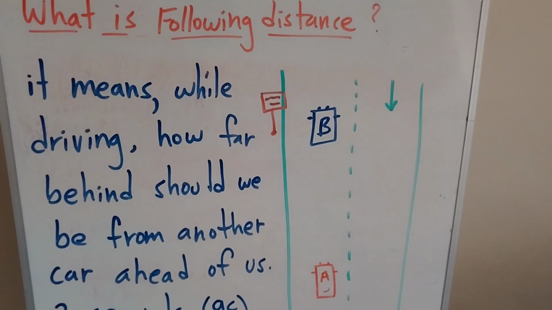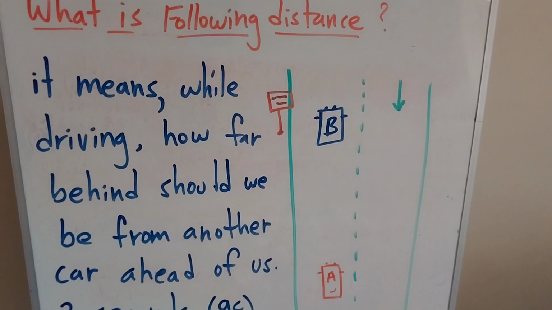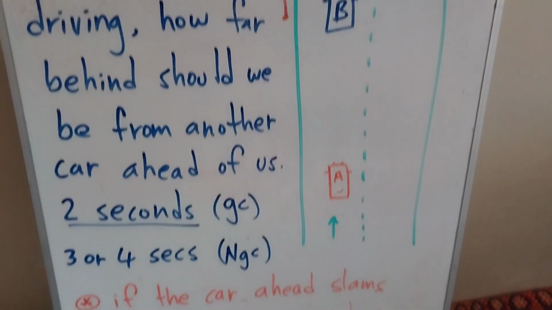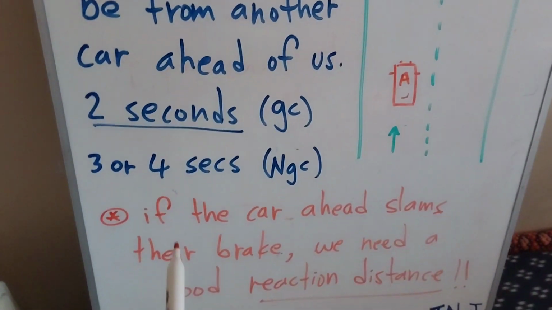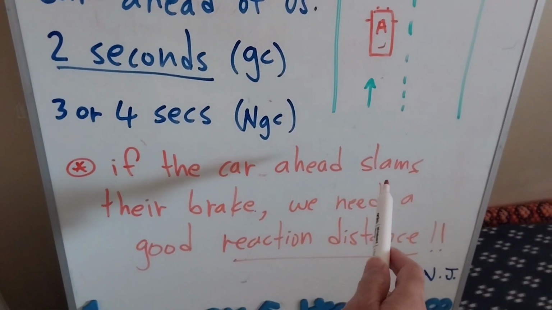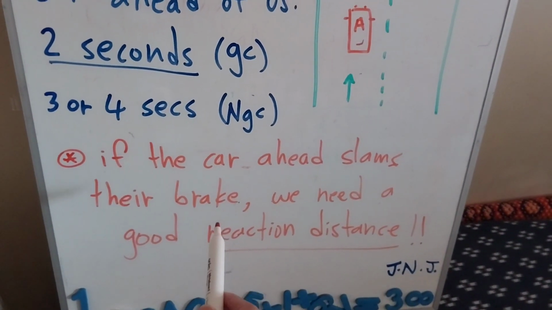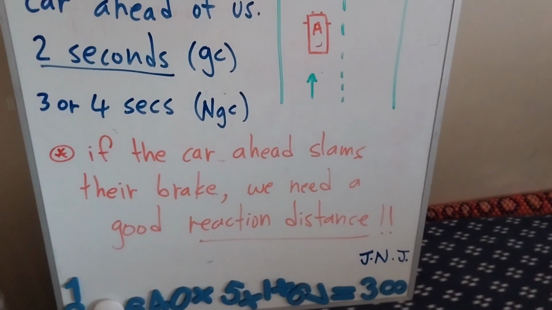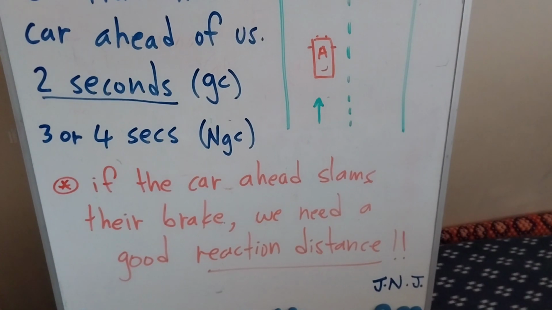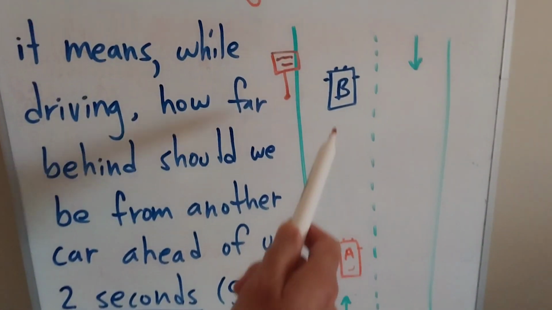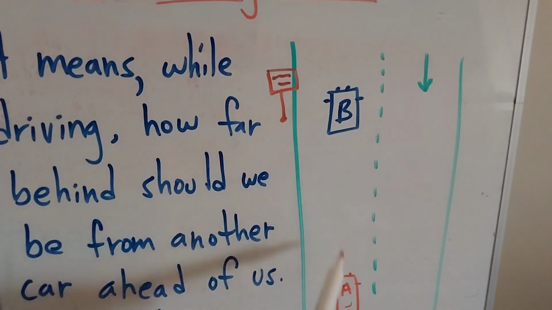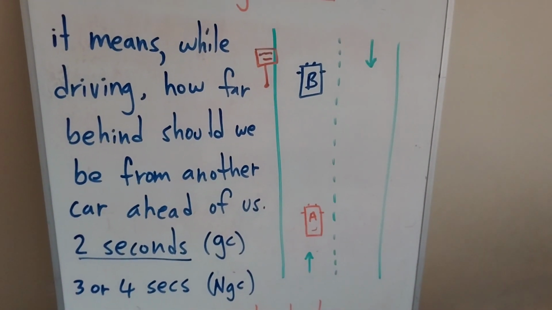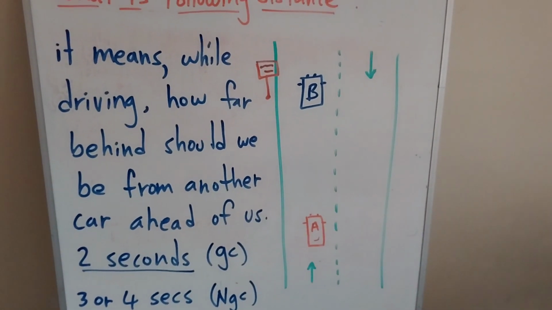Following distance is very important. It is also assessed on the drive test that we are not driving too close to the car ahead of us, because if the car ahead of us slams their brakes, we need a good reaction distance to be able to safely stop and not hit the car ahead of us. So that distance between that car and us is your reaction distance. That has to be good enough and safe so that we can safely brake and not hit them.